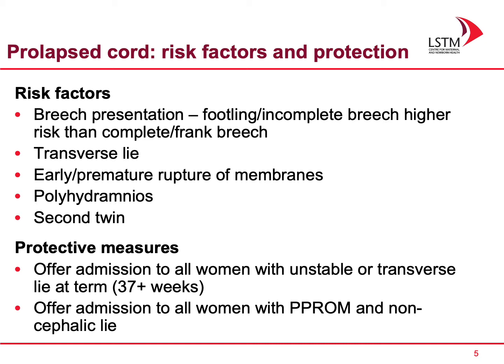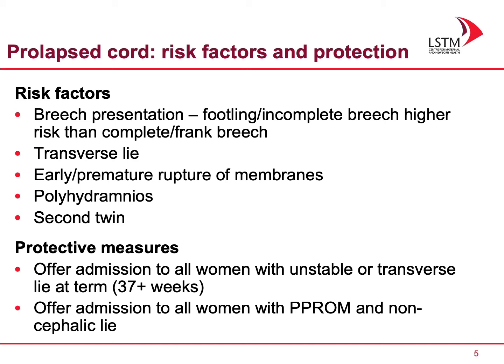The risk factors which lead to cord prolapse are many, and we'll discuss a few of them, which will include the breech presentation. Breech presentation is mainly because the pelvic outlet is not well filled by the presenting part. Now, the footling breech or the incomplete breech have a higher incidence of cord prolapse compared to complete or frank breech.